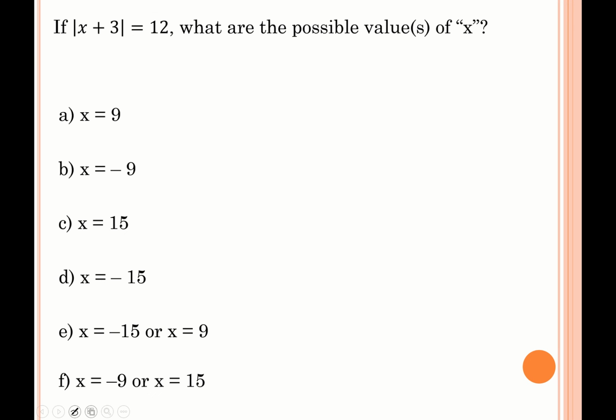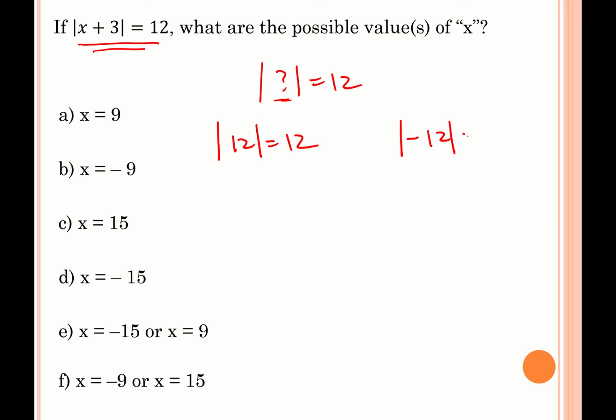So this one here, you're given an equation. The absolute value of x plus 3 is equal to 12. What are the possible values of x? One way to do this question is when you look at absolute value of something equals 12, just think of it as, this part over here could be positive 12, or it could be negative 12, since the absolute value of negative 12 equals 12. That's one way of looking at it.